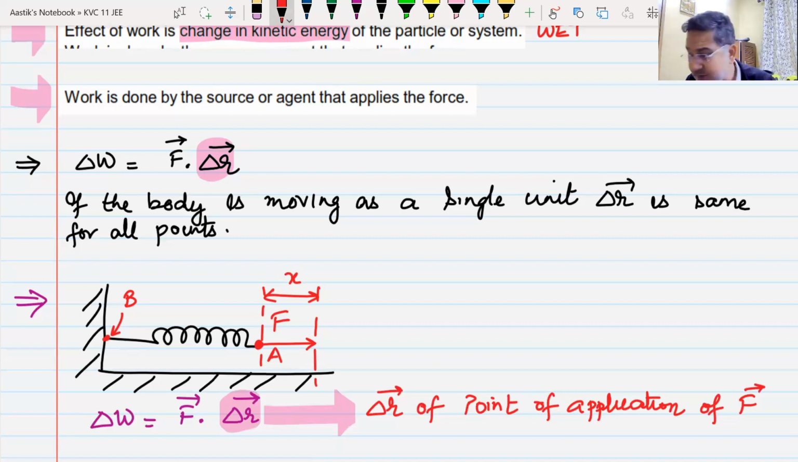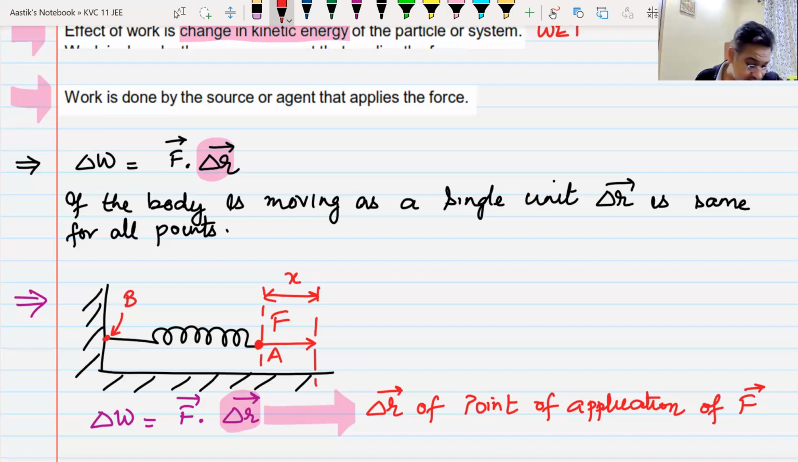So you must always remember that whenever we are using this formula, we are taking how much the point on which the force has been applied has moved. We have to take that displacement as the displacement of the body. It is actually not the displacement of the body, it is the displacement of the point of application of force. If there is no displacement of the point of application of force, no work is done. Do we understand this? Yes or no?